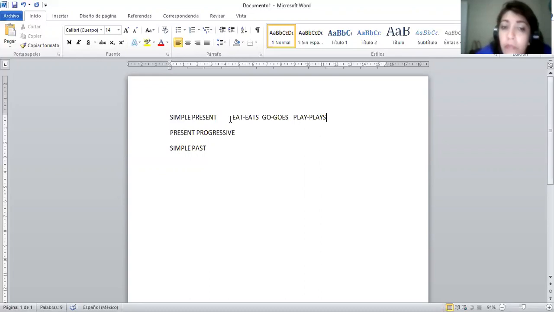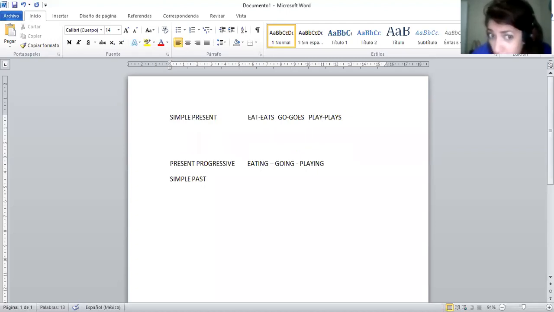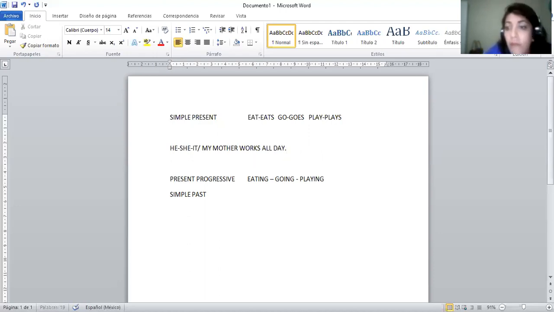The verbs are gonna be used in the present progressive for the activities that we do in the moment when we are speaking. But in simple present, when you use S in the final verbs, is it because you're talking in plural? No. The S means when you use he, she, and it. It is for third person singular. For example, my mother works. My mother works all day. So you are talking about the activities that a person does.